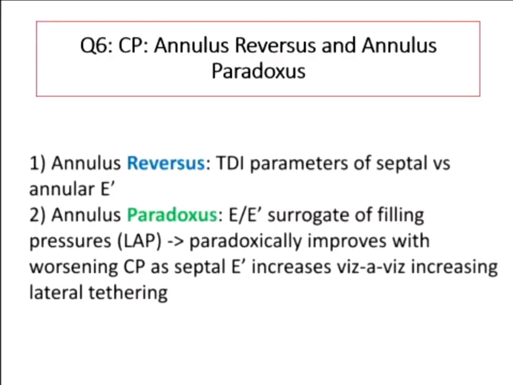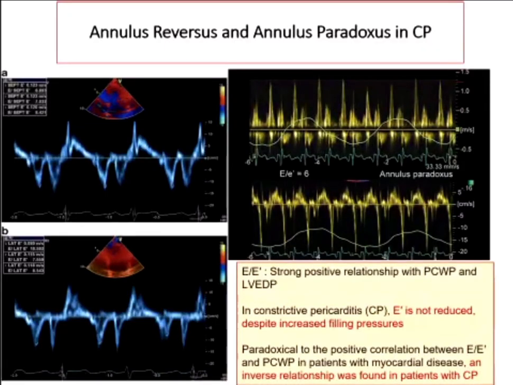And again, there's something called annulus paradoxus. This is something we all know from hemodynamics: E by E prime times 1 is roughly equal to your wedge pressure, generally. This is the one part where it will not. E prime is preserved, so your E by E prime will still be normal in the face of an increased diastolic filling pressure. That's called annulus paradoxus. And this is something which was described way back in 2001, even before reversus was described, by Ha and his group. So this is what I was talking about: E by E prime times 1 usually gives the wedge pressure, but CP is one place where this does not hold, because the E prime remains high.